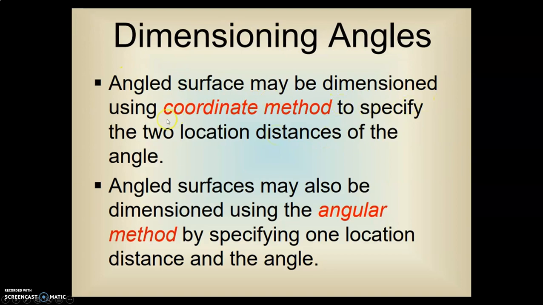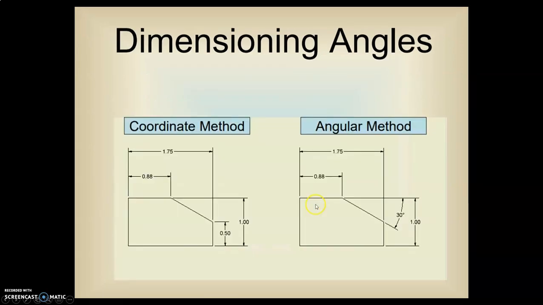Angled surfaces may be dimensioned using a coordinate method to specify the 2 location distances of the angle. Aligned surfaces may also be dimensioned using the angular method by specifying 1 location distance and an angle. So here's a coordinate method where we dimension from here to here, from here to here, and then an overall on both, and the angle comes out to what it is. Or we can point to one of those distances and then put an angle there.